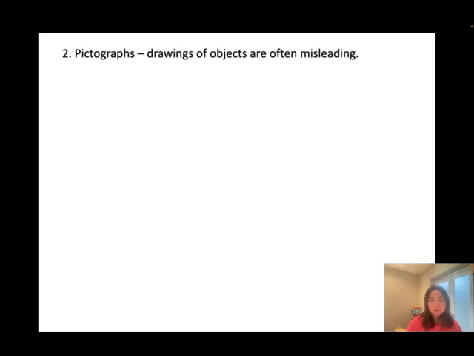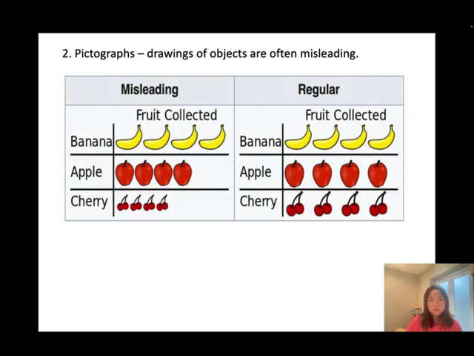Second one, pictograph. Drawings of objects are often misleading. So look at the pictures here. If I didn't count the number of fruits, my first impression when I look at this picture is, wow, they collected a lot more bananas than cherries or apples. If I draw the pictures with the same size, I will see they collected 4 bananas, 4 apples, and 4 cherries. So using different sizes of pictures in a pictograph will lead you to one conclusion.